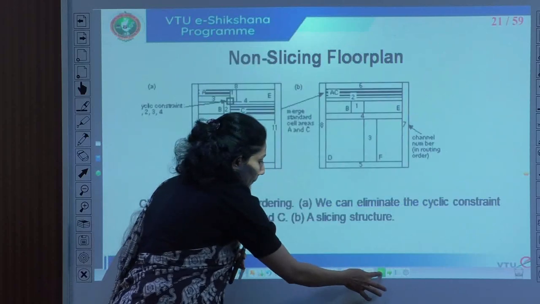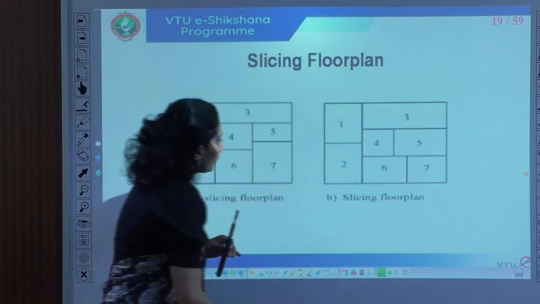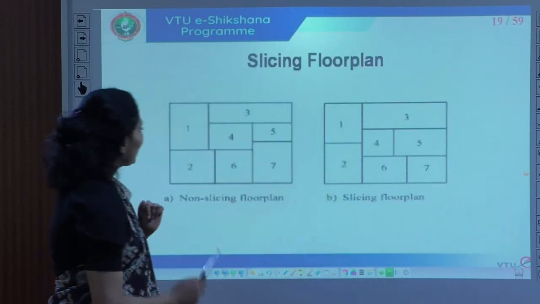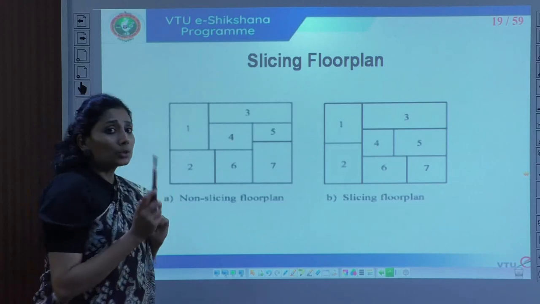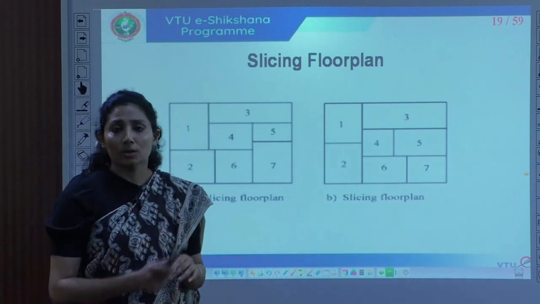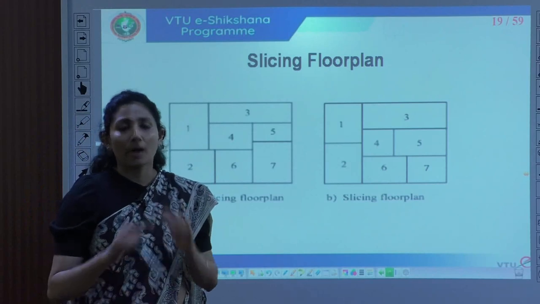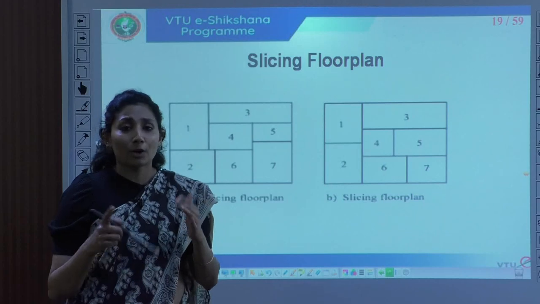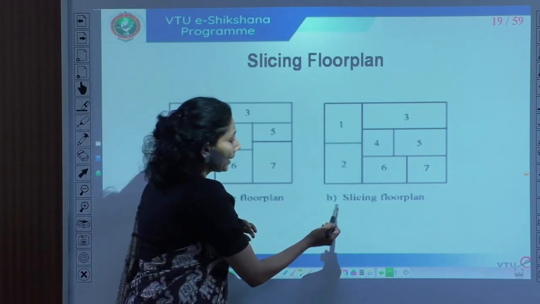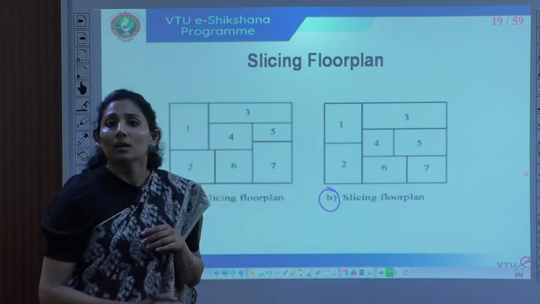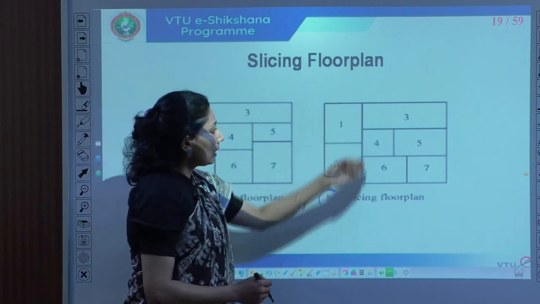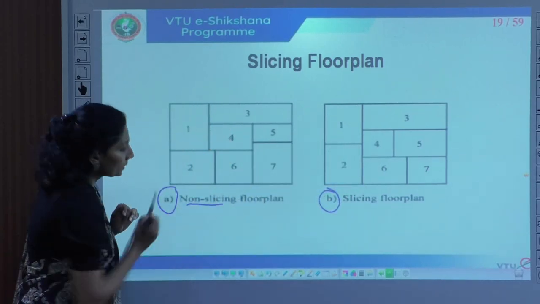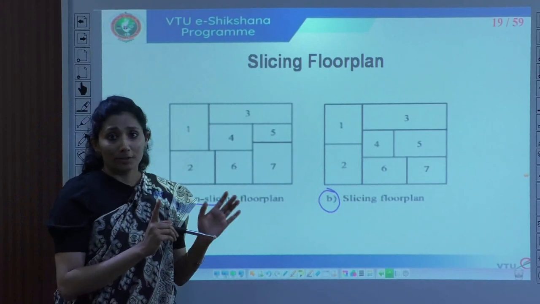Moving back to the slicing floor plan. When it is a slicing type, using a single cut, either a horizontal cut or a vertical cut, you can partition the entire floor plan into two parts, not necessarily equal parts. If you look at example B, by a vertical cut I can partition it, but example A is called a non-slicing type. With a single cut I cannot partition.